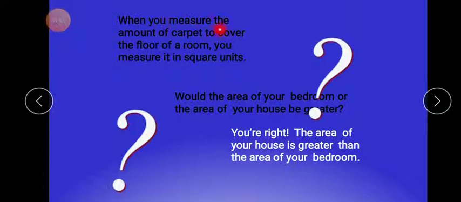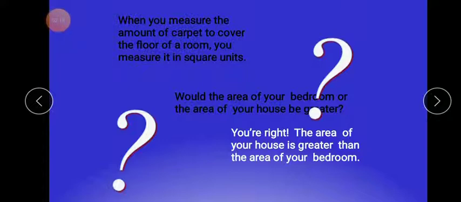When we measure the amount of carpet needed to cover the floor of a room, we measure it in square units. For example, we have to floor a hall and put carpet on it. How much carpet will be required? For that we have to find the area. If we know the area of the floor of the room, we can easily find the area of the carpet required to cover the floor.